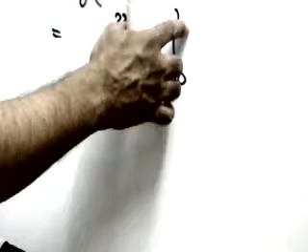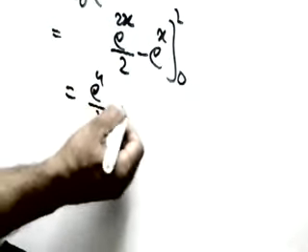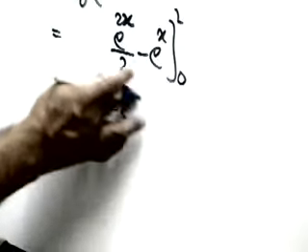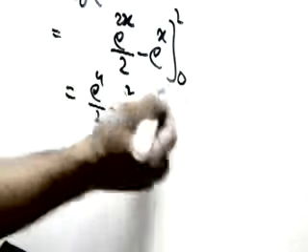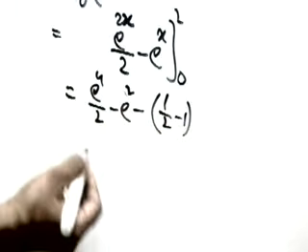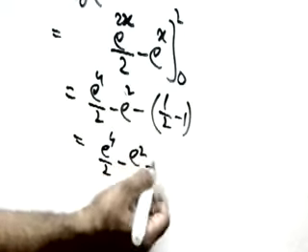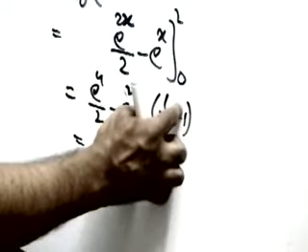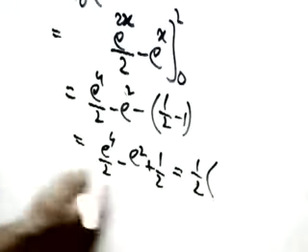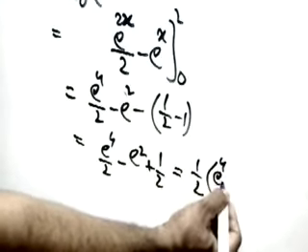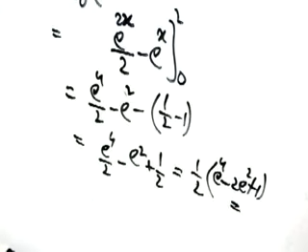So this is upper limit minus lower limit. For the upper limit, in place of x you keep 2. 2 twos are 4, so it will be e power 4 by 2 minus e squared. This is upper limit minus lower limit, which is 0: e power 0 will be 1, so 1 by 2 minus 1. So let me change it a little: e power 4 by 2 minus e squared minus, if you take the LCM, 2 ones are 2, 1 minus 2 is minus 1 by 2. Minus minus 1 is plus 1 by 2. Or else you take the LCM, 1 by 2, this 2 will come here: e power 4 minus 2e squared plus 1.